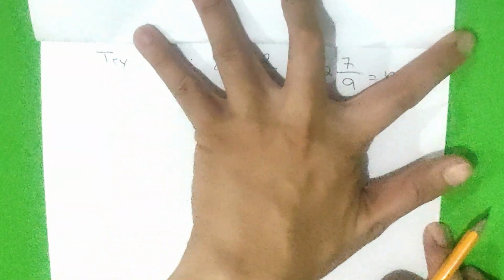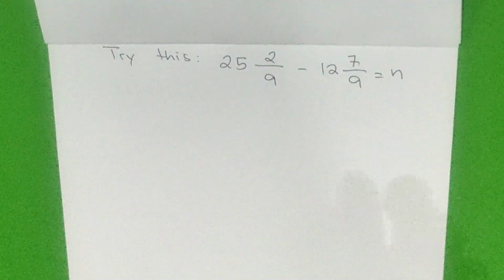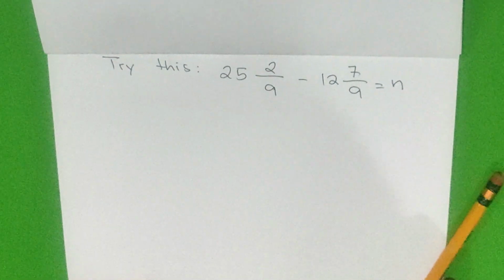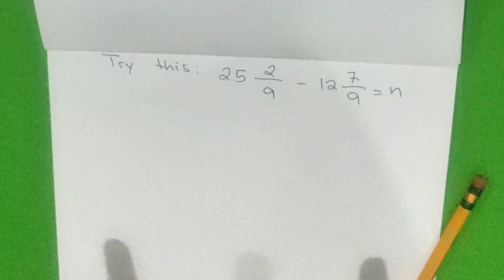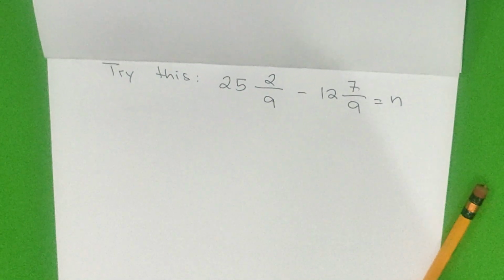Now it's your turn. Try this. 25 and 2/9 minus 12 and 7/9 is equal to n. I'll give you 1 minute to answer.